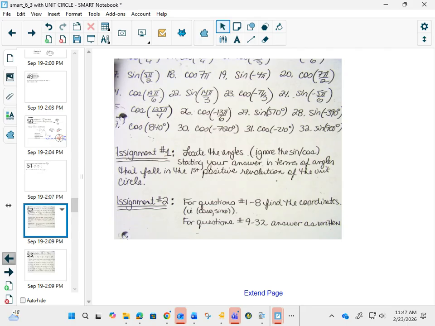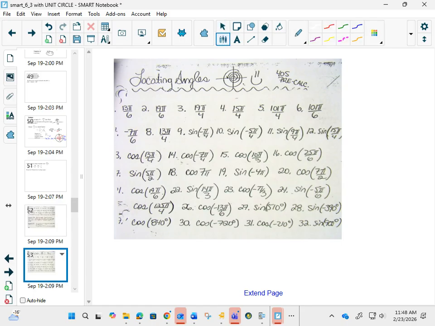Assignment 1 says locate the angle, stating your answer in terms of the angle that falls in the first positive revolution of the unit circle. What that means is 13 pi over 6 looks like this. This is 13 pi over 6. It is coterminal with pi over 6. How do we find that out? Because our mental math skills with radians aren't there yet.